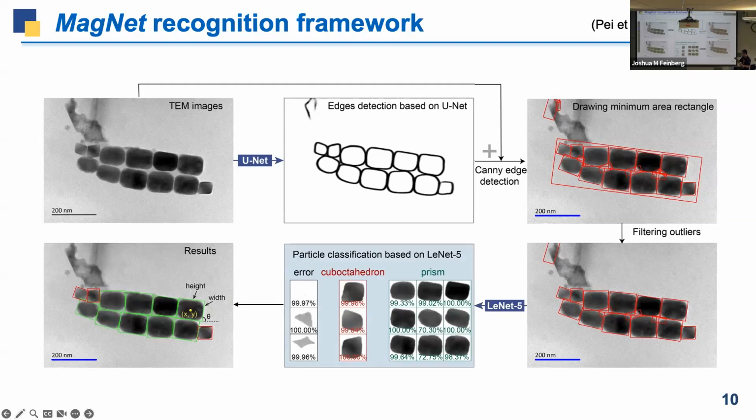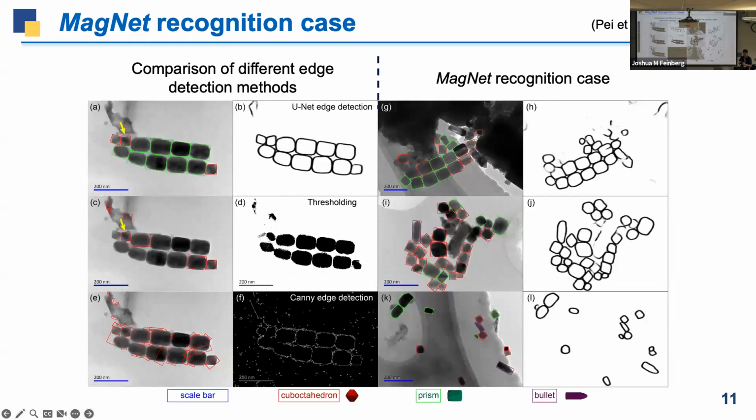We have its shape, its length, its width, and also its position. So we can compare these MagNet results with some conventional edge detection methods such as thresholding or Canny edge detection. The machine learning based edge detection is more stable and can avoid a lot of noise. And the right panel shows some examples of the results of the magnetic recognition case.